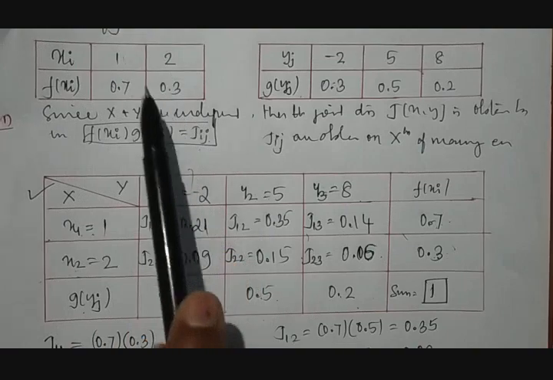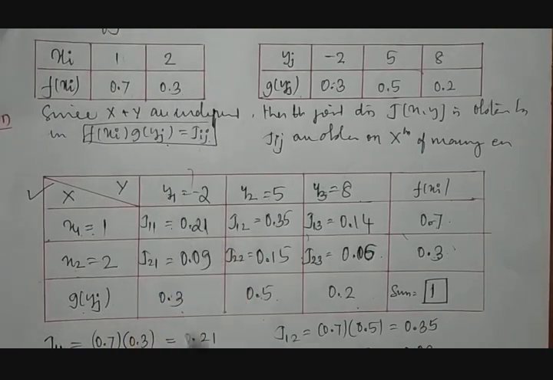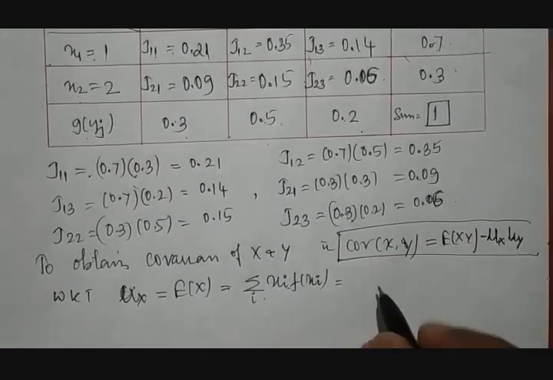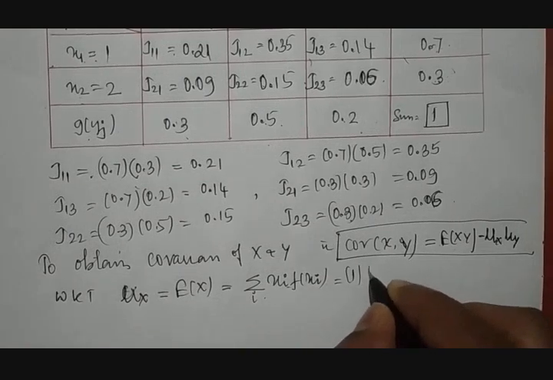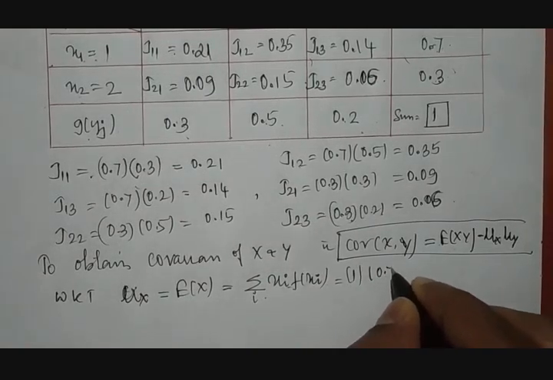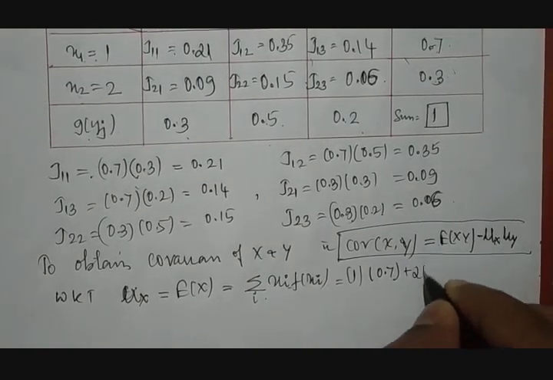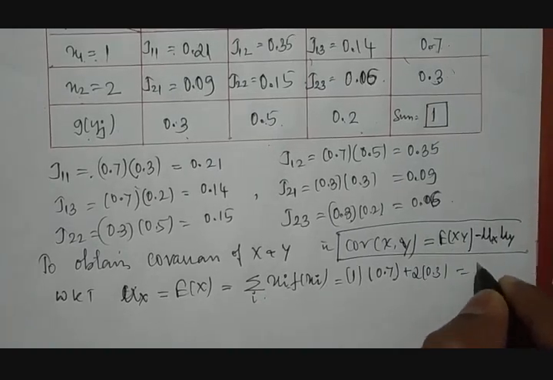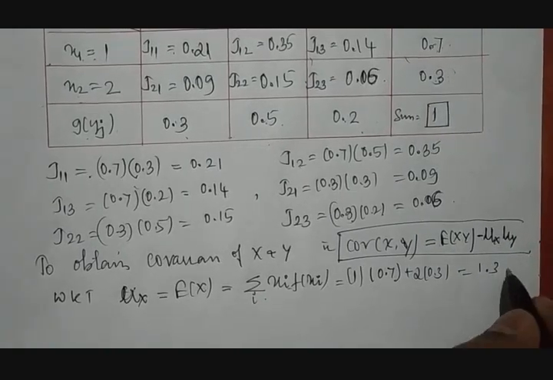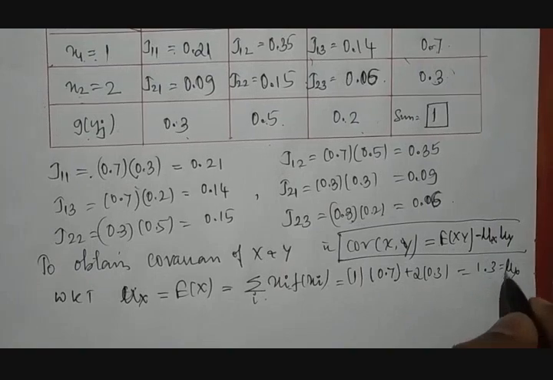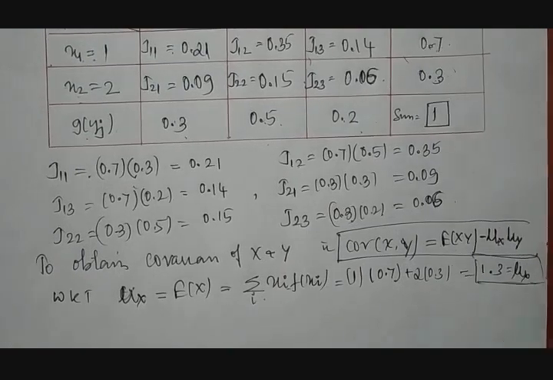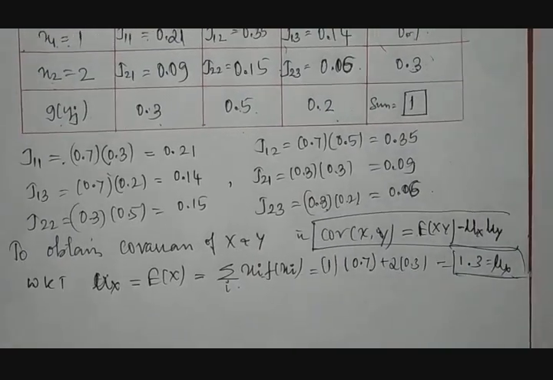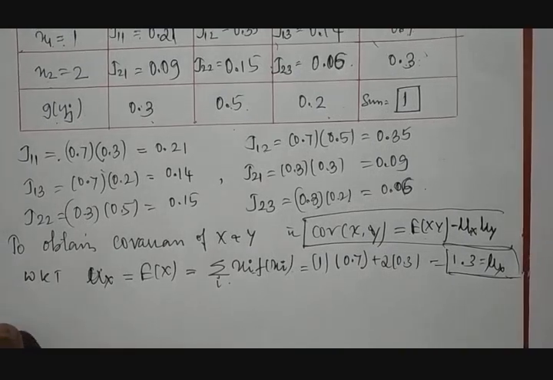So summation of this into this plus this into this. Therefore, it is 1 into 0.7 plus 2 into 0.3, which is equal to 1.3. 1.3 is the value for mu x. That is nothing but mean for x. Fine.